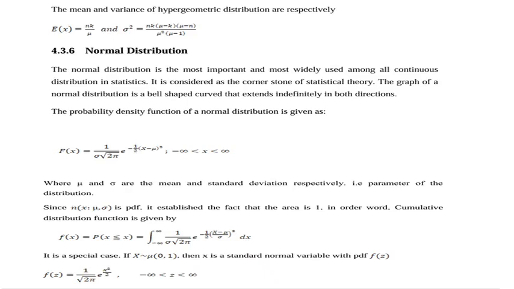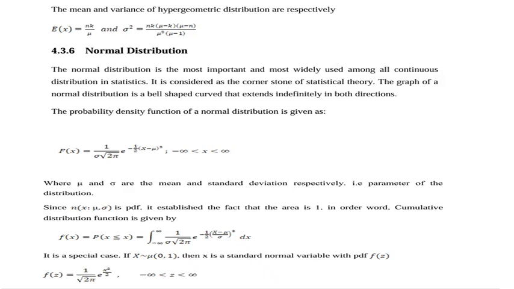The probability density of a normal distribution is given as stated below, f of x, where mu and sigma are the mean and standard deviation respectively, that is, the parameters of the distribution. Since n of x, given mu and sigma, is the PDF, it is established that the area is 1. In other words, the cumulative distribution function is given as F of x equals P of X less than or equal to x, the integral from minus infinity to x of 1 over sigma square root of 2 pi, e raised to minus 1 over 2 times ((x minus mu) over sigma) squared, dx.